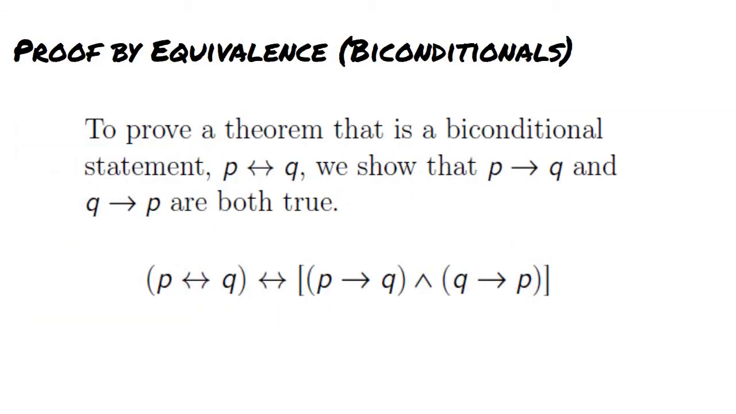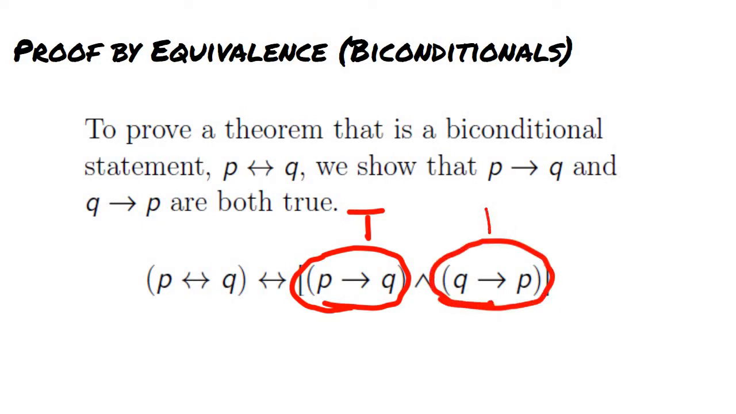So, proof by equivalence or biconditional. To prove a theorem that is a biconditional statement, we have to show that P implying Q, and Q implying P are both true. That means we have this to be true, and its converse should also be proven. Now, you could use any method.